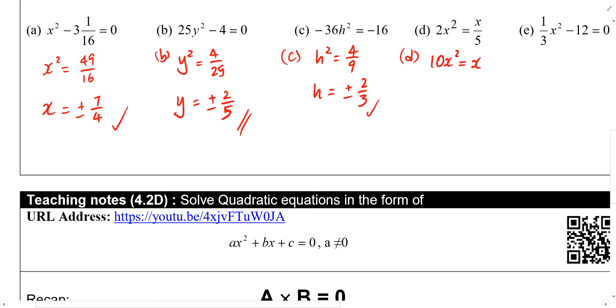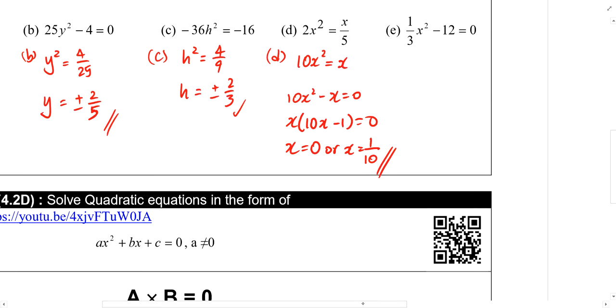Part D. 10x squared equals x. What's the next step? Minus x. Wait, 10x squared, then what next? Minus x equals 0. Then? Okay, so x equals 0 or x equals 1 over? Oh, 1 over 10. Okay.